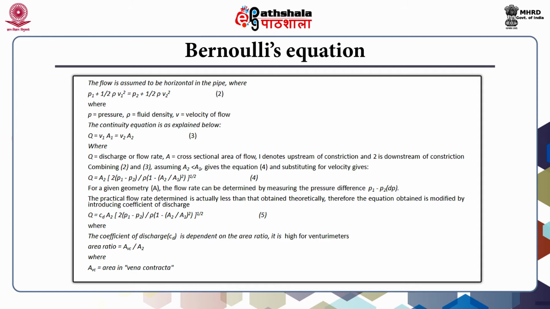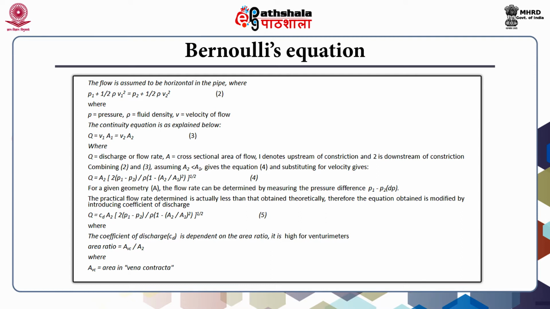So once we have the constriction, how is it that a difference is created? It is created because of the constriction: the velocity will increase. So V2 is greater than V1, while A2 is less than A1. Now here we put a coefficient of discharge.